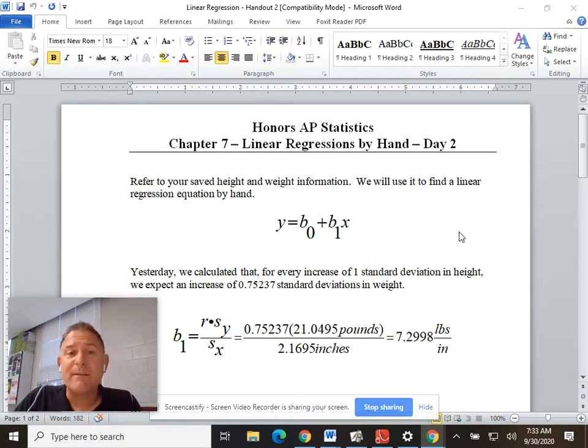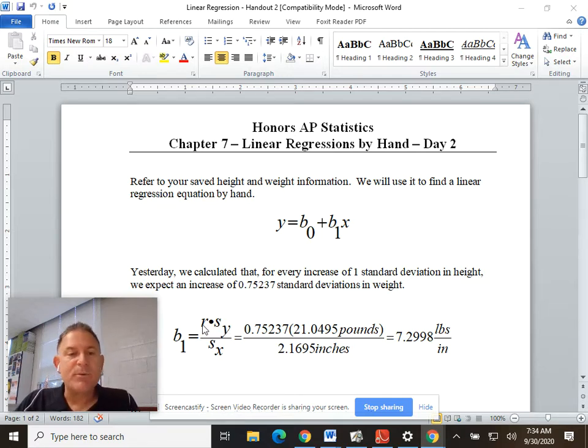So if we have a person coming into class that's one deviation taller than average, we're going to predict that person is 0.75 of a deviation heavier than average. R-th of a deviation heavier than average, you might say. That's what I'm showing down here, the slope calculation. If there were no R here, this would just say rise over run in terms of deviations. If I went up one deviation in the x direction, I would expect to go up one deviation in the y direction. That's if we had a perfect correlation. But we do not. We have a 0.75 correlation. So we are modifying the y deviation by r.